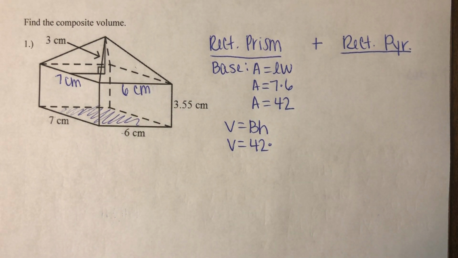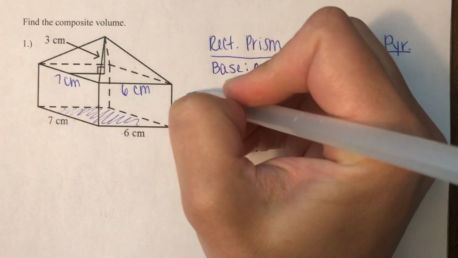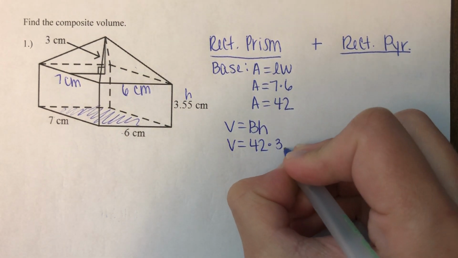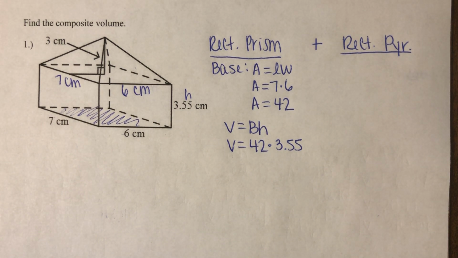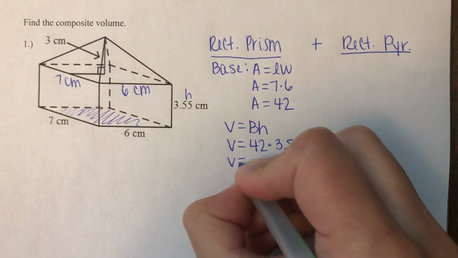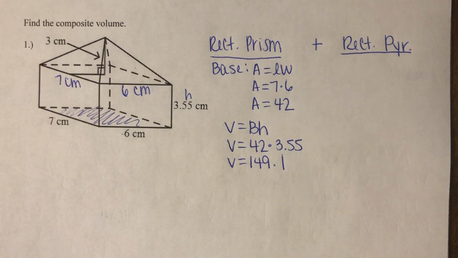Now I need the height of the prism, not the pyramid, the block on the bottom. How tall that is, that 3.55. And then 42 times 3.55 is 149.1. All right, that will take care of our prism.